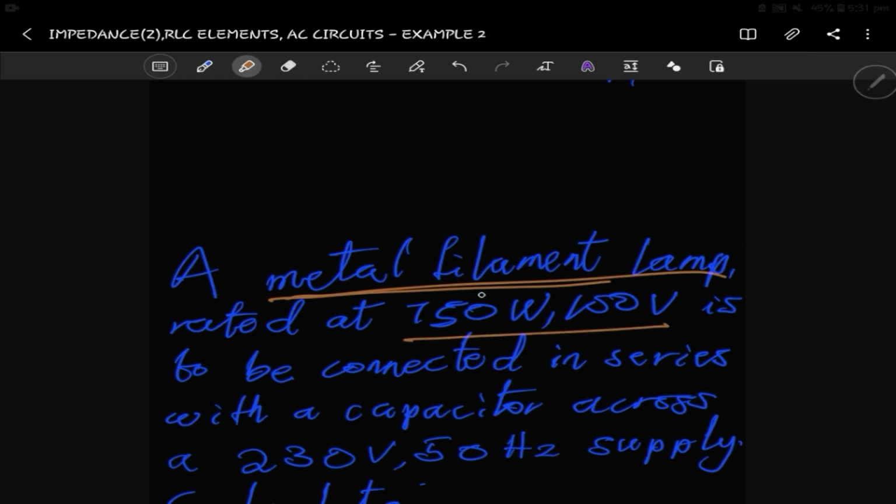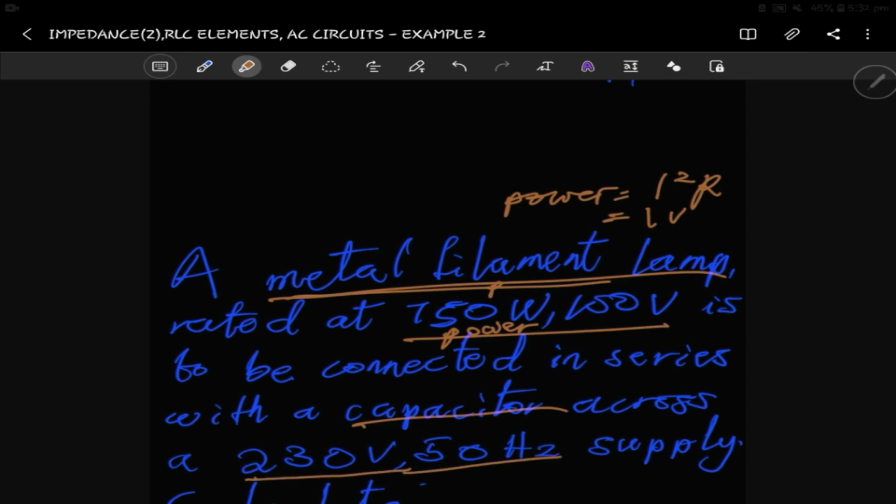So basically, this watt here means this is power, right? And then this is the voltage. Okay, and then we know power. Let's write power is equal to I squared R, or basically IV. So that's power. And then the thing is connected in series with a capacitor, and this is the source. Across the source, 230 volts, 50 hertz.